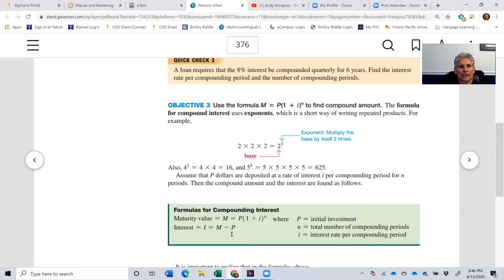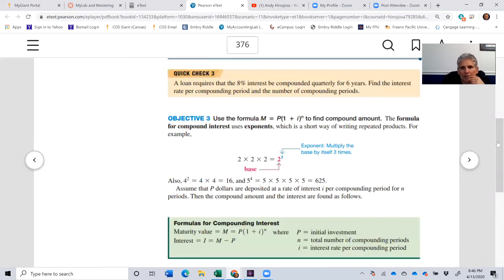Here's that formula again. Now, when you finally have the maturity value, you might want to then compute the interest. We're going to take the maturity value, whatever this M equals, and subtract from that our original amount, what the principal was, and that difference is going to give us the interest. Okay, so let's take a look at this next problem.